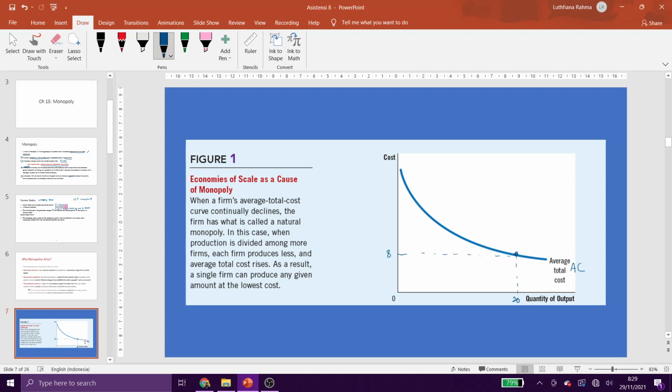But if there is a newcomer to the monopoly, the existing firm and the newcomer will divide the production. The existing firm produces 10, and the newcomer also produces 10. If they are each producing 10, the average cost per good would be here. The cost to produce each good will be higher than before, because they are getting more expensive. So here are the economies of scale that a natural monopoly has. It cannot accept any additional firms into the market, because additional firms would only lead to a higher average cost per unit.